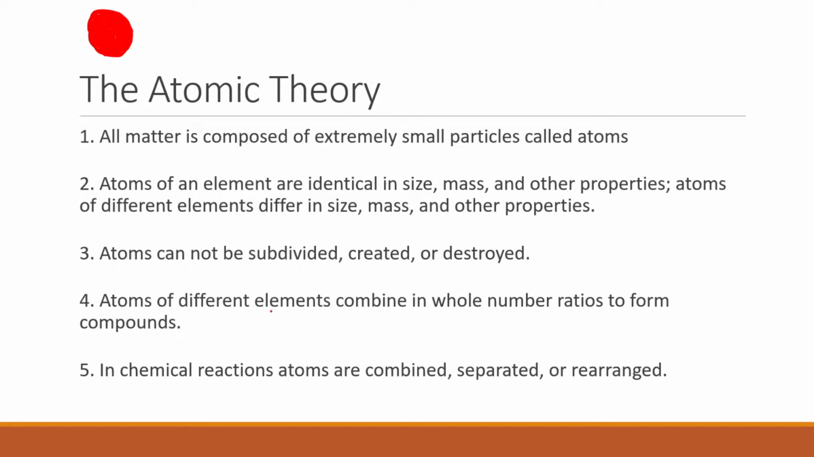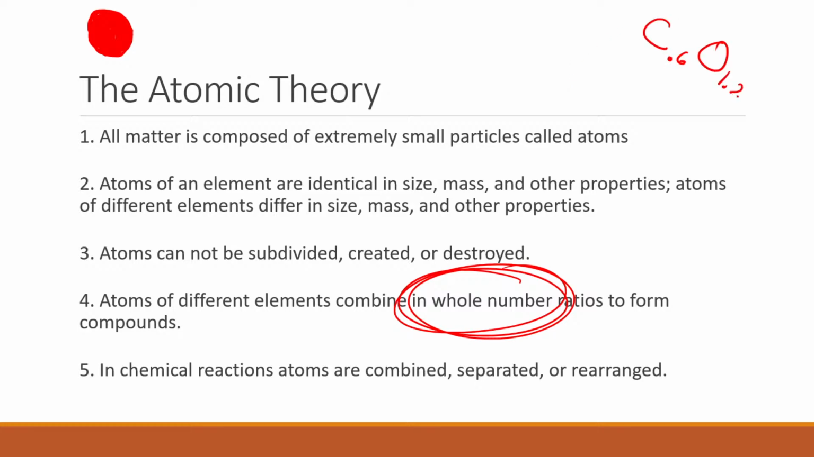Atoms of different elements combine in whole number ratios, right? That's the important thing, whole number. You never have C0.6 O1.2, right? It's always CO2 or H2O. There's never a decimal or a fraction when we look at formulas for compounds. They combine in whole number ratios. Because again, you can't have 0.6 of a carbon atom. That's not a thing. You can't have 1.2 oxygen atoms. That's not a thing.